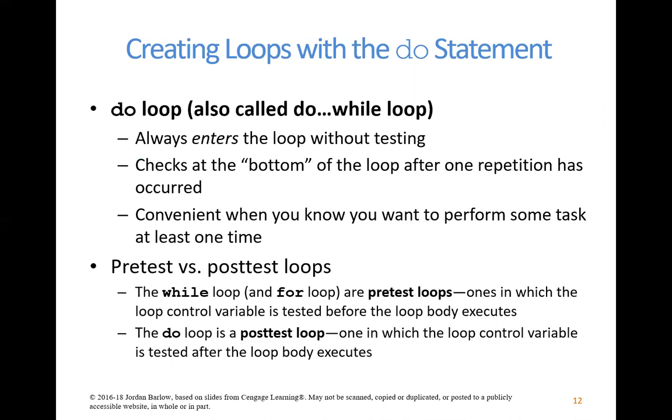And then when you get to the end of the statement, it checks the Boolean statement to see whether it's true or false. If it's true, it continues for a second time and as many times until the Boolean expression is evaluated as false. So the do loop is a post-test loop, and the while loop, as well as the for loop, which we'll go over in the next video, are pre-test loops. Those are ones where the control variable is tested in a Boolean expression before the loop body executes.